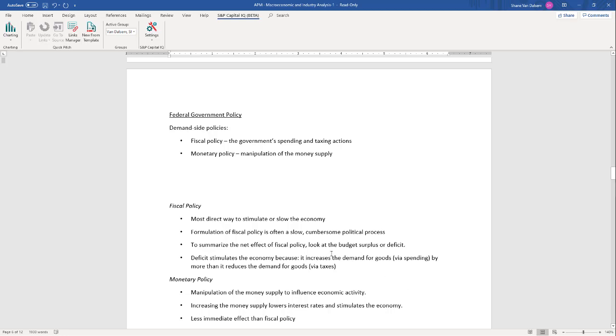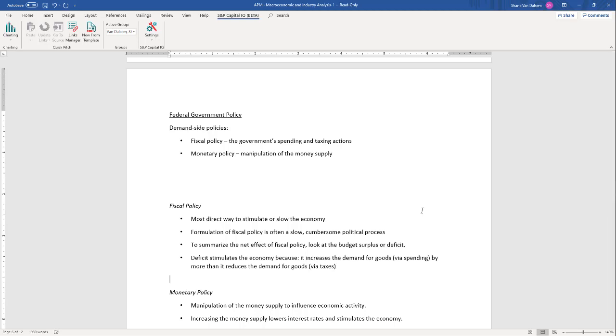And that increases the demands for goods because when government spends money, it is either directly purchasing goods and services or sending money out to individuals or corporations with the goal that they will go out and increase demand for goods and services.